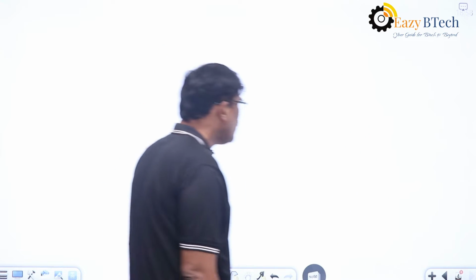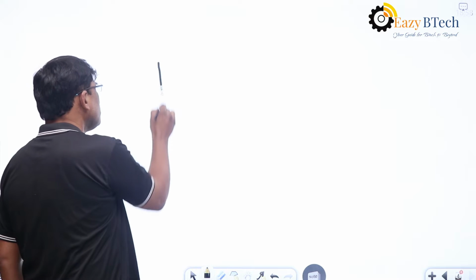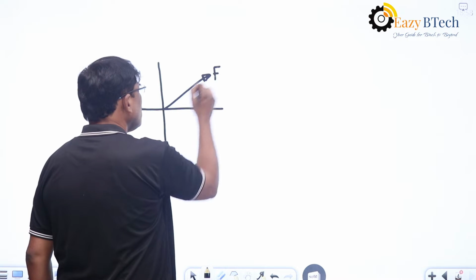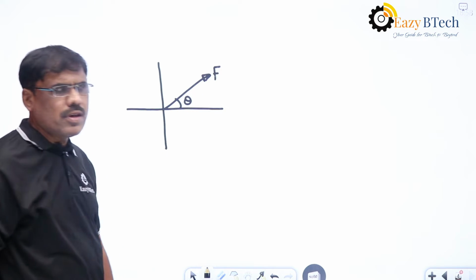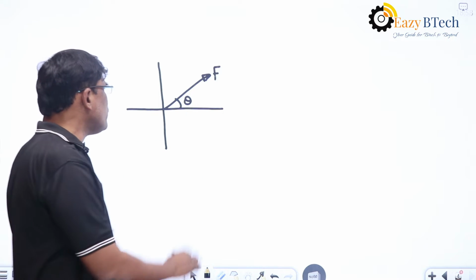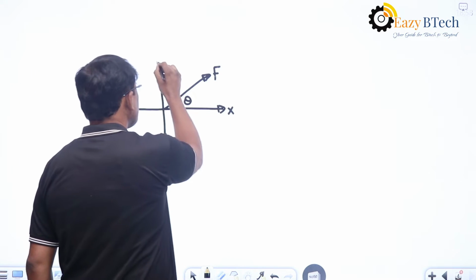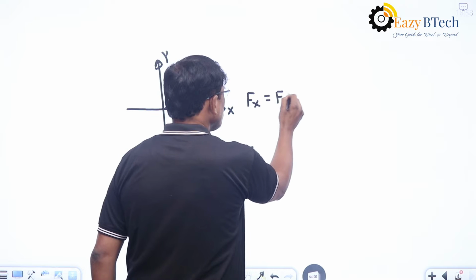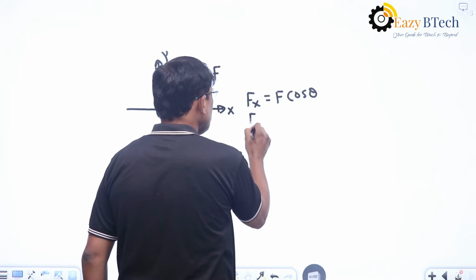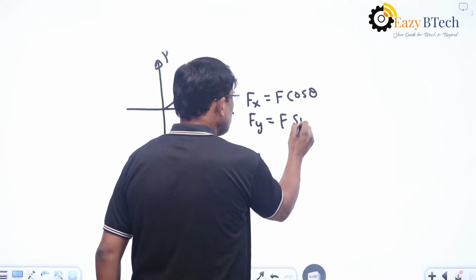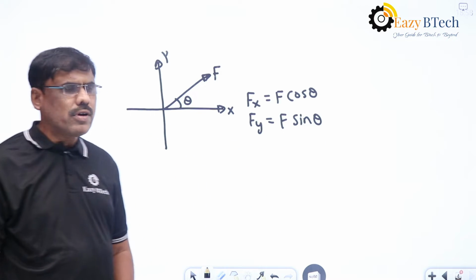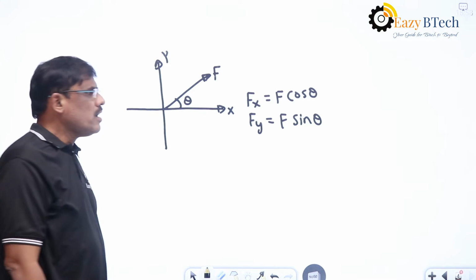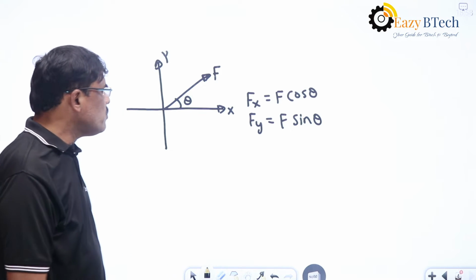Now we see that if a force is acting in the xy plane at an angle theta, making an angle theta with the x-axis, then Fx is equal to F cos theta and Fy is equal to F sin theta. So if a force is acting at an angle theta in the first quadrant, Fx is equal to F cos theta and Fy is equal to F sin theta.